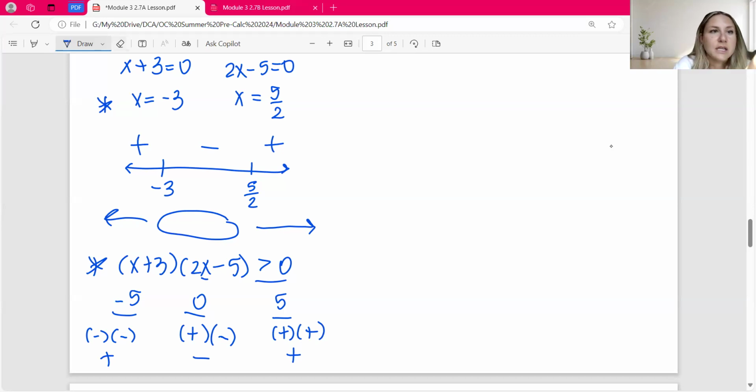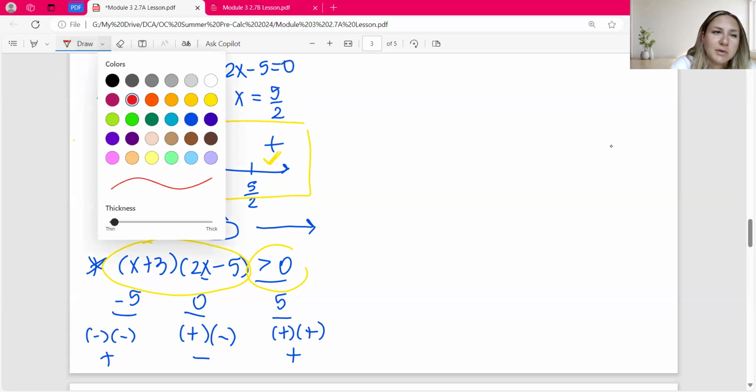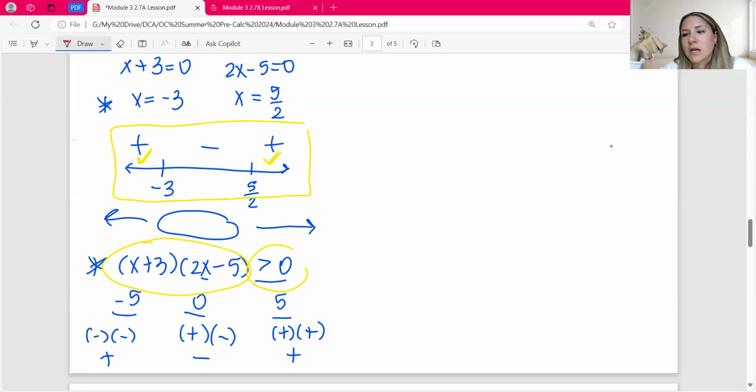This is what we're interested in looking at. Here's my number line, and I can see where this polynomial is greater than 0. My answer lies right here on those positive intervals. When I write my answer in interval notation, which we've done before, think about when you write domain and range. Everything less than -3 means my answer is going to be from -infinity to -3.